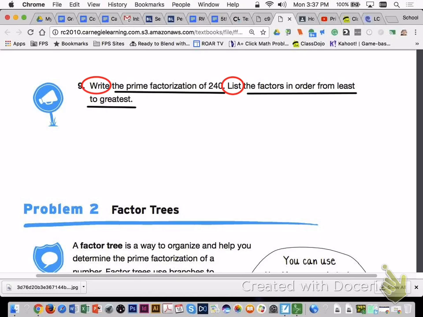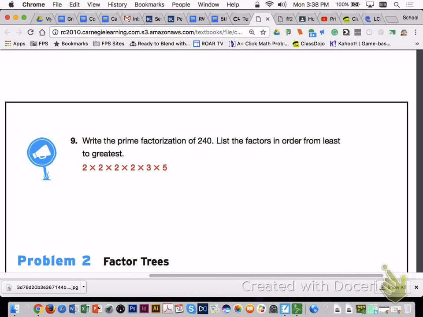Please turn to page 55 and answer number 9 with your group. For number 9, the prime factorization of 240 with your factors listed in order from least to greatest is 2 times 2 times 2 times 2 times 3 times 5.